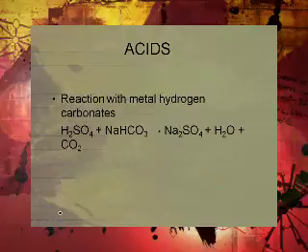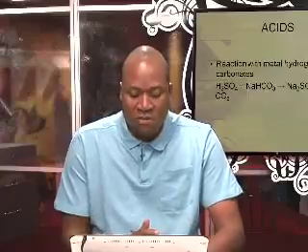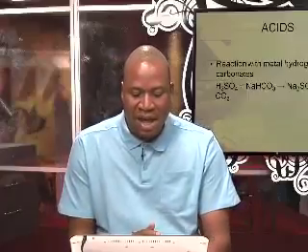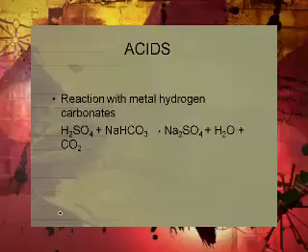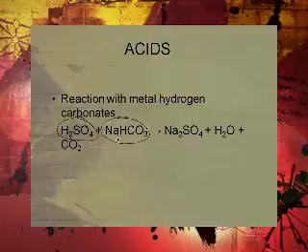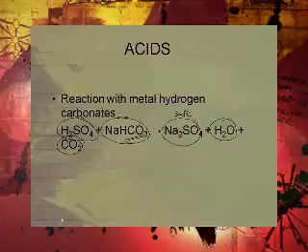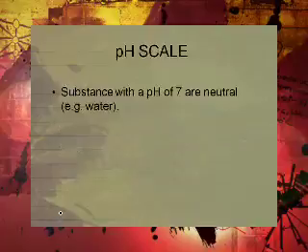And when we have a reaction of a metal hydrogen carbonate with an acid, here you've got sulfuric acid reacting with sodium bicarbonate. So it's a metal hydrogen carbonate here. If you have that happening, you'll form a salt. This is a salt of sodium sulfate, water, and carbon dioxide because of that carbonate there. Once you have a carbonate, you're going to form carbon dioxide.